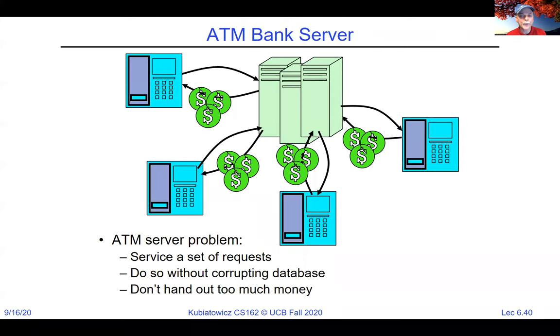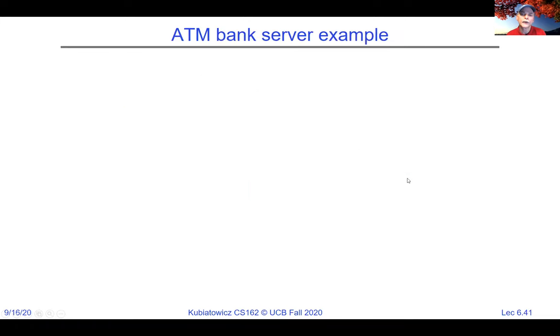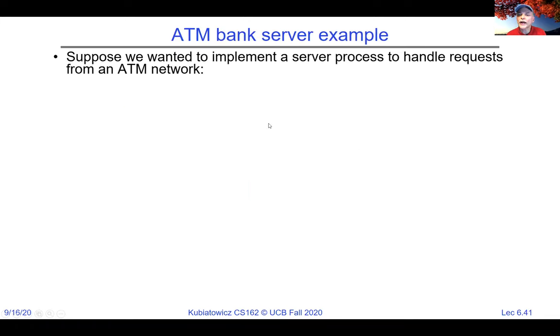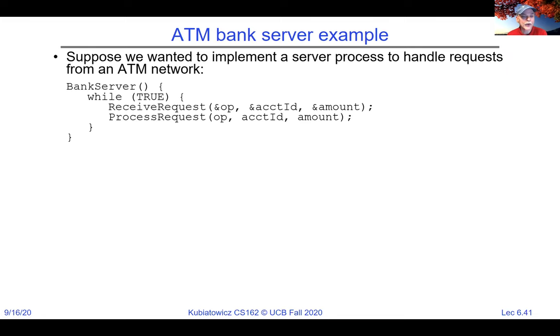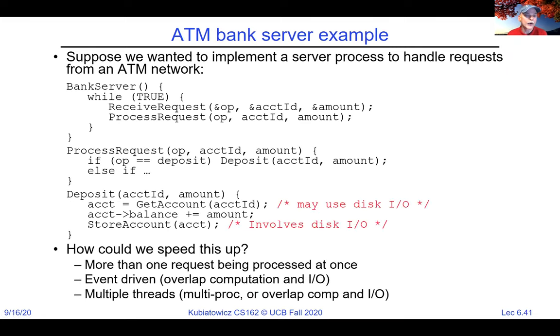So here's an example of the bank server, which I think I've mentioned before, but I want to go into. We have many ATMs and a central bank. And the question is, suppose we want to implement a server process to handle requests for that. Well, we might do something like this, where the bank server grabs the next request, processes it, grabs the next request, processes it, and does this serially one at a time.